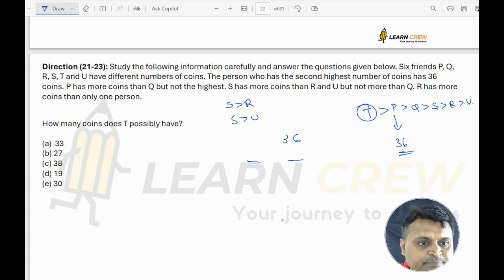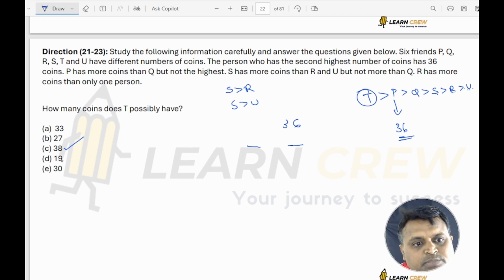How many coins does T possibly have? T is greater than 36, which is option C. Possibly option C, because the remaining are not possible.